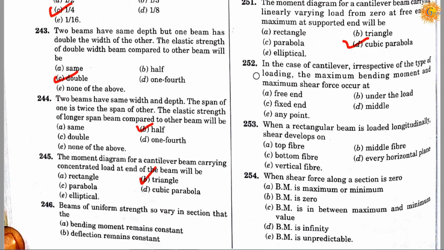Question number 252. In the case of a cantilever, irrespective of the type of loading, the maximum bending moment and maximum shear force occur at: option A, free end; option B, under the load; option C, fixed end; option D, middle; option E, any point. Correct answer is C. It will be fixed end.